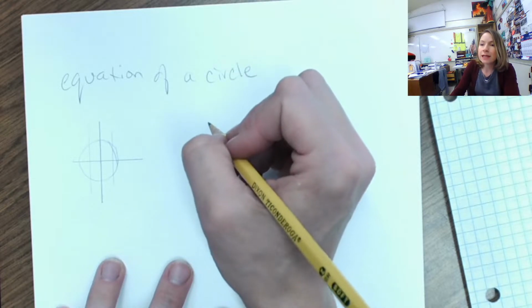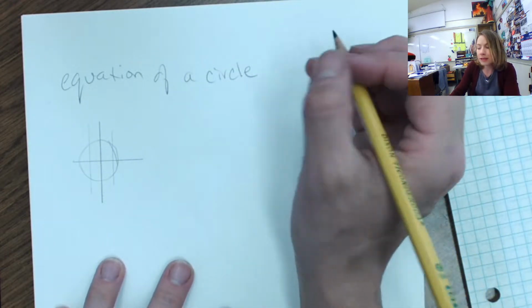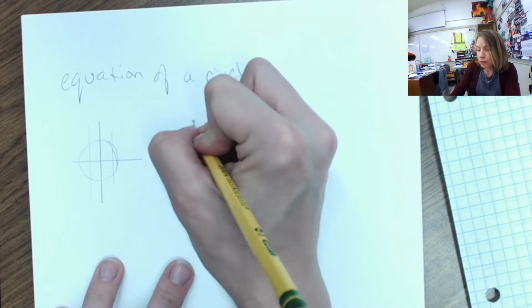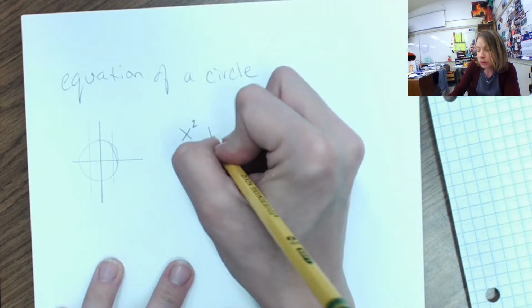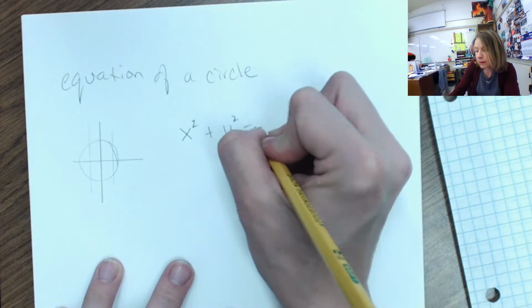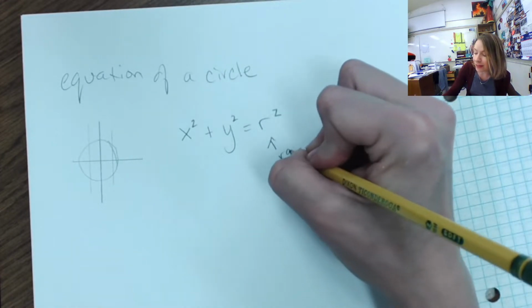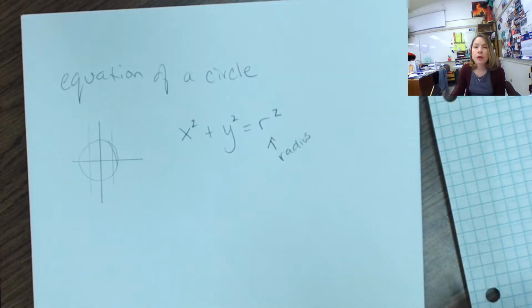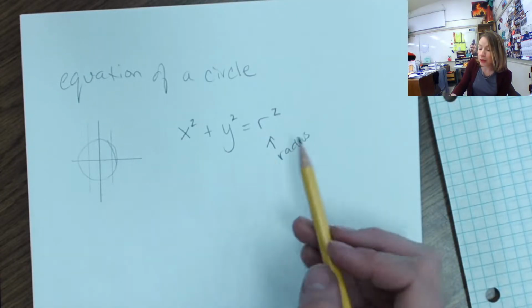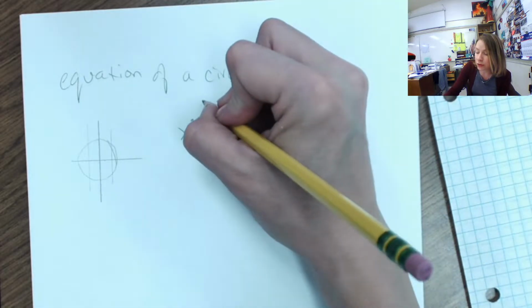And you'll notice that the equation of a circle is quite a bit different too. So just the very basic equation of a circle looks like this. X squared plus y squared equals r squared. R stands for the radius. Okay, so that's the radius of the circle. So this circle is actually going to be centered at 0, 0.